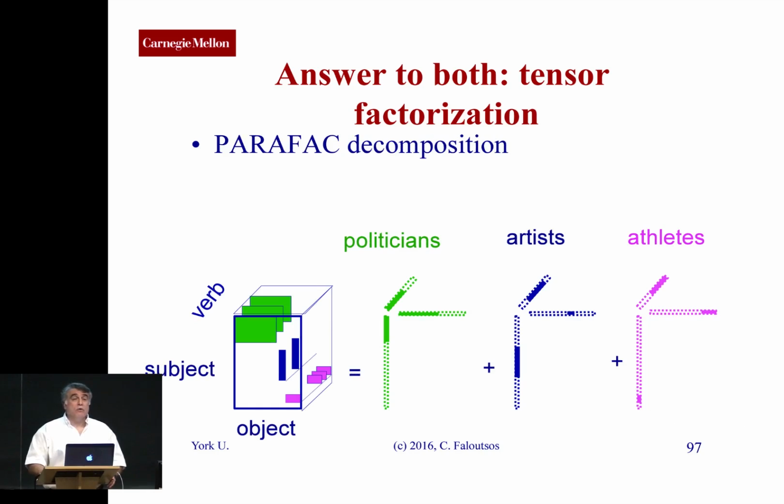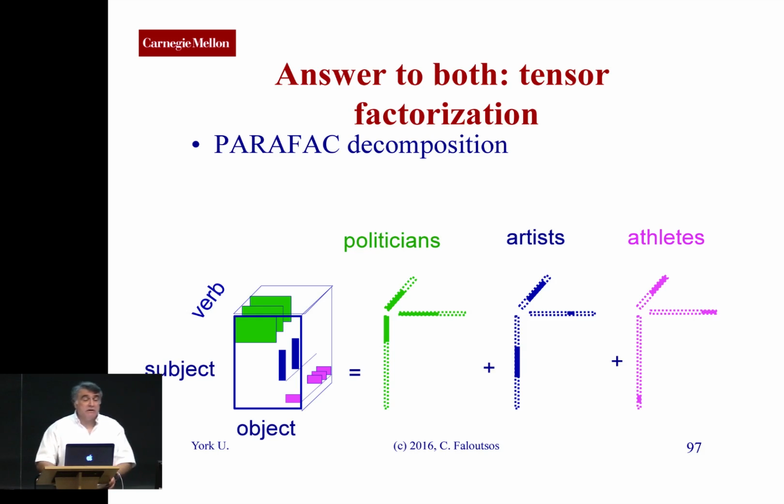Tensors do the same if we have a third mode. So we have subject, verb, object. Here we have Obama is president of the US, Merkel is chancellor of Germany, and so on and so forth, right? If we do the decomposition, we have a triplet of vectors, and some colleagues call it chicken feet, right? We have this triplet of vectors where politicians will have high scores, Obama, Merkel, Justin Trudeau.